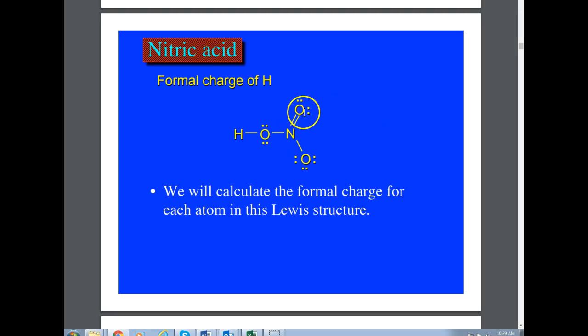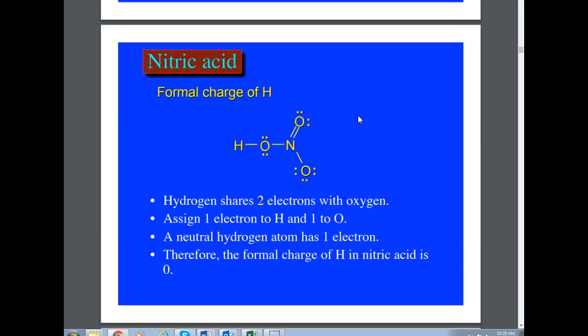This oxygen is going to have 1, 2, 3, 4 lone electrons, and then 2 bonds, so that means 6 minus 6 is 0, and so oxygen's happy that way too. So let's look at the hydrogen here. Hydrogen has a valence of 1. It's sharing 2 electrons right here, but we just call that a formal charge of 1, so 1 minus 1 is 0, so hydrogen's totally happy.